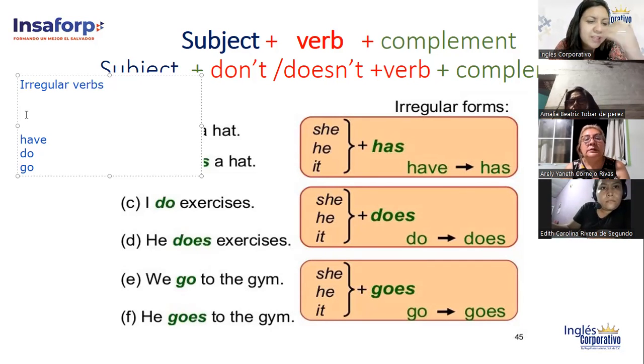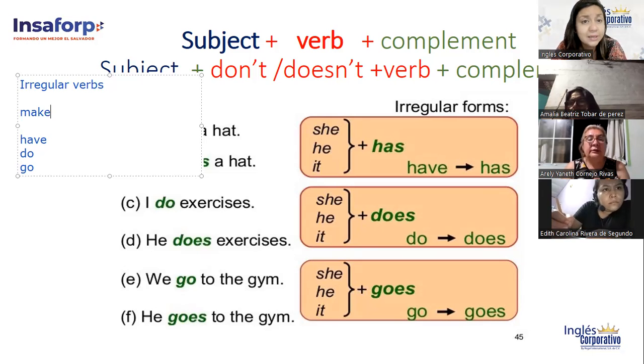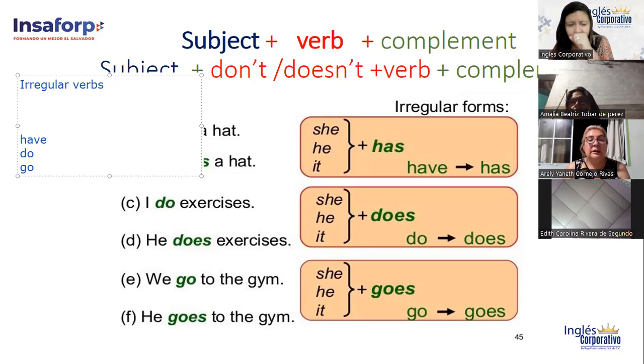Because usually with the other verbs, we only put the S on the verb, right? For example, make: I just put the S and it's makes in the third person. Or the verb like, just add the S. My sister likes BTS, for example. But with have, do, and go it is different.